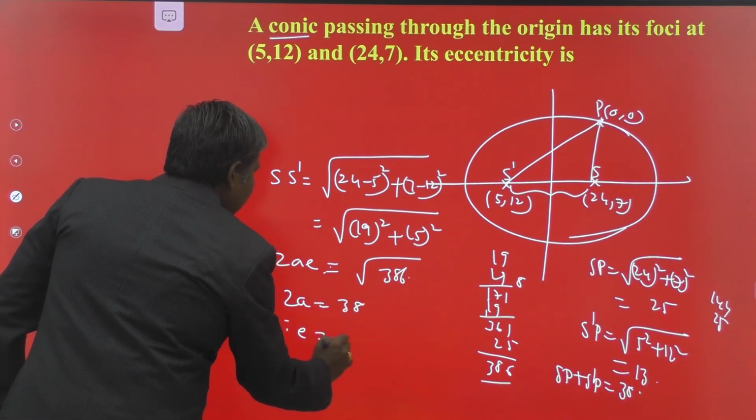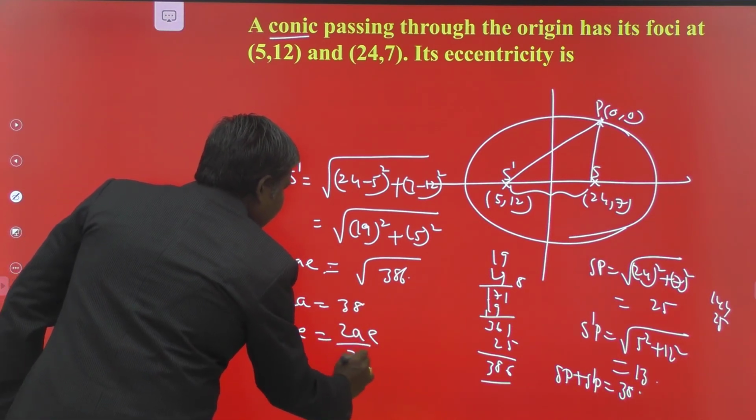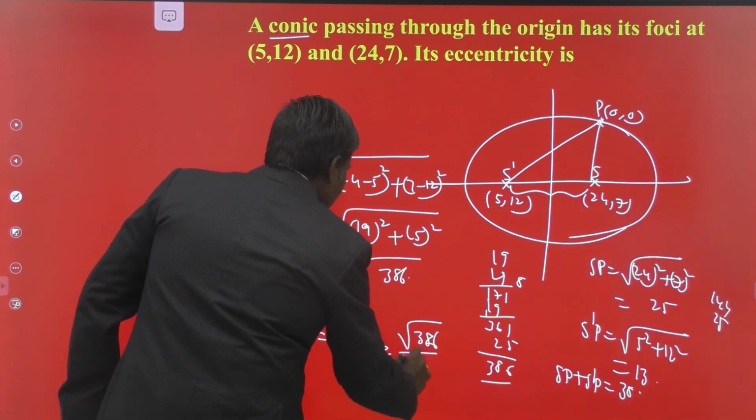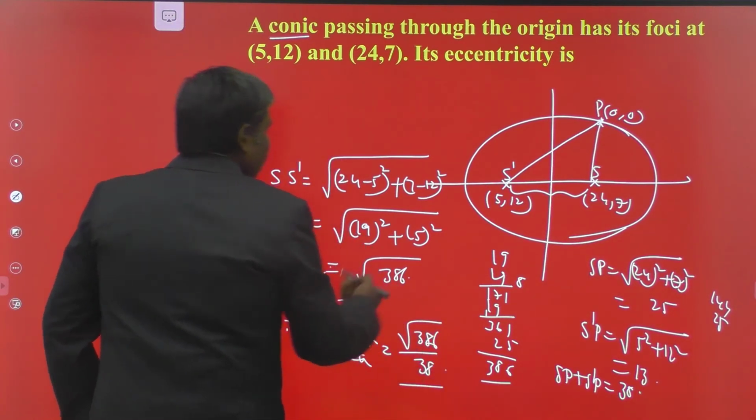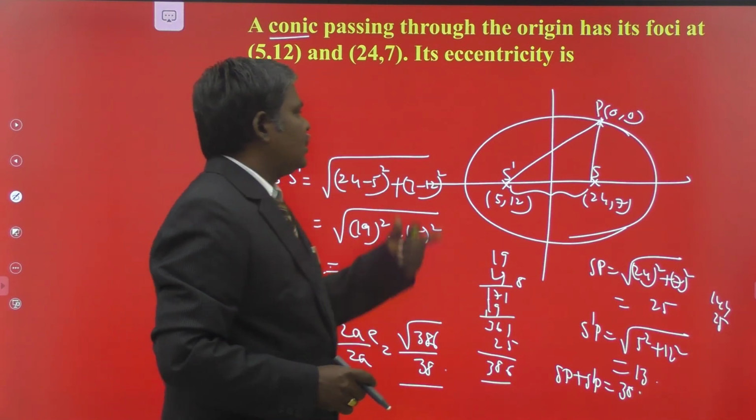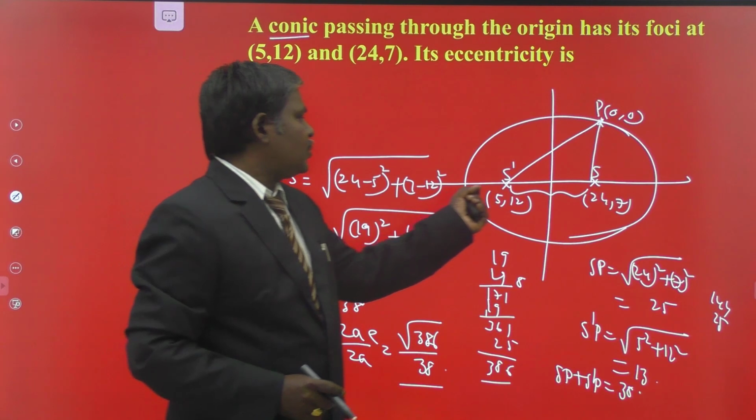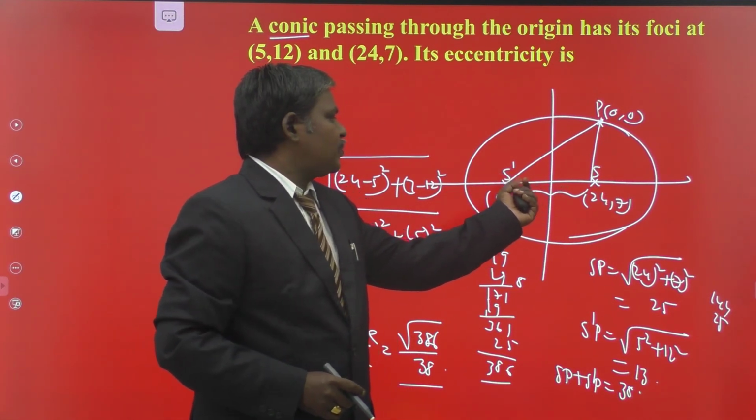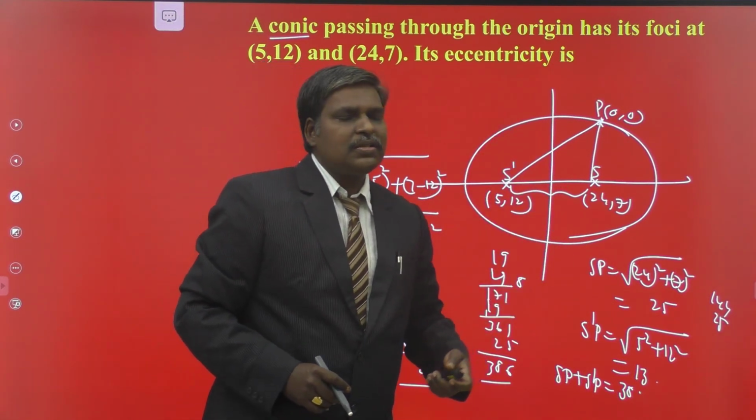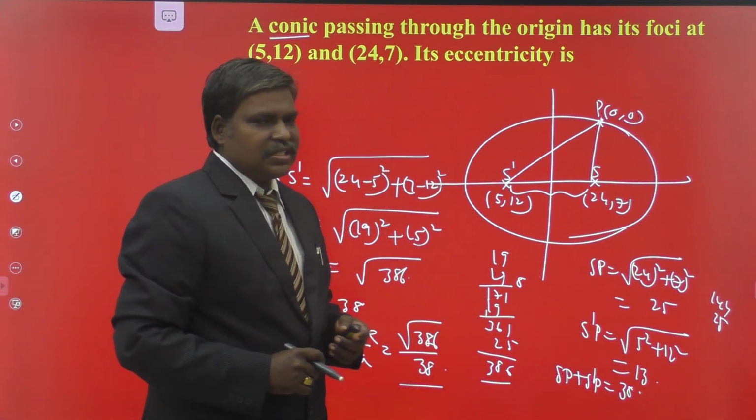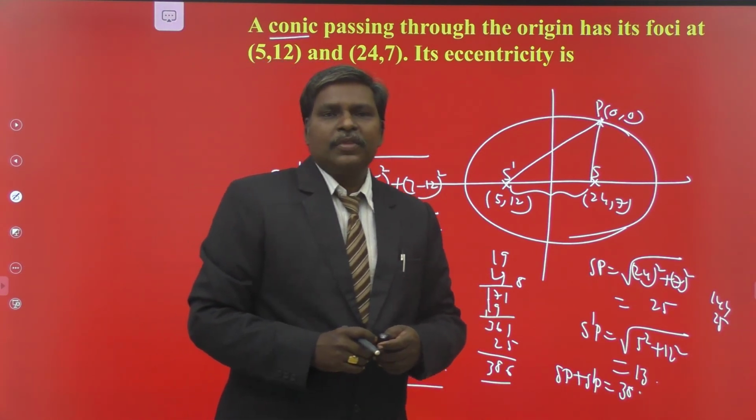Therefore, your eccentricity e is equal to 2ae by 2a, that is root of 386 by 38. In this manner, we can easily calculate the eccentricity from the given data. We are using two concepts here: one is the distance between two foci, and the other is the focal property of the ellipse, that is SP plus S dash P equals 2a. Thank you very much.